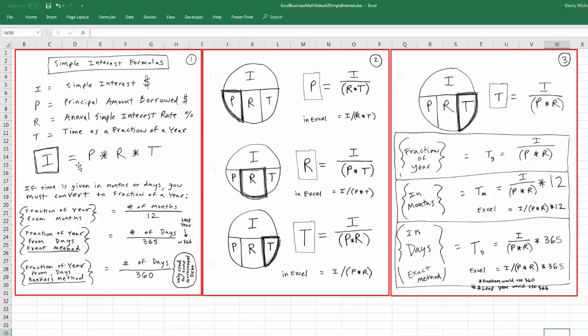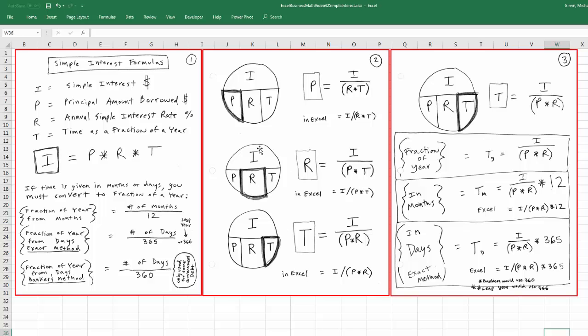Now, if we are solving for interest, well, of course, we do P times R times T. But what if we're solving for R or T or P? Well, guess what? We get to use our same circle diagram as we did back in our part base rate videos. So for solving for P, you look at this diagram and you take interest in dollars in the numerator. And in the denominator, you have to multiply rate times time. Now, here's the formula right here. In Excel, we'll have to put parentheses around the rate times time to force the multiplication before our division.